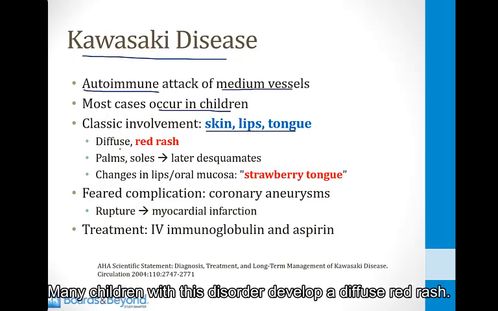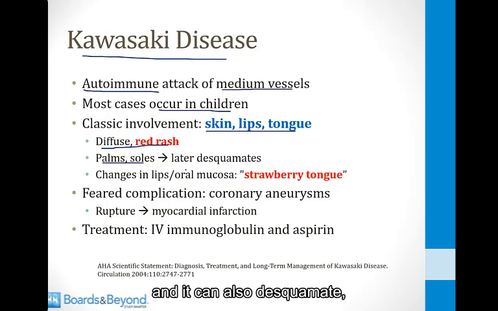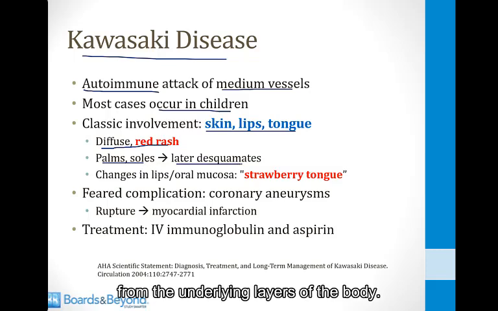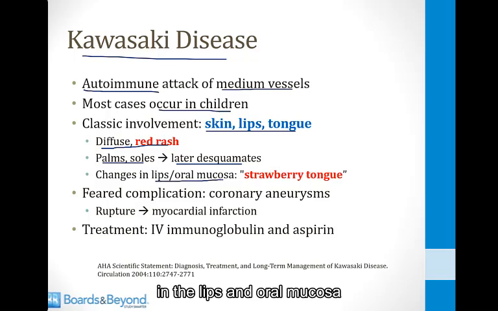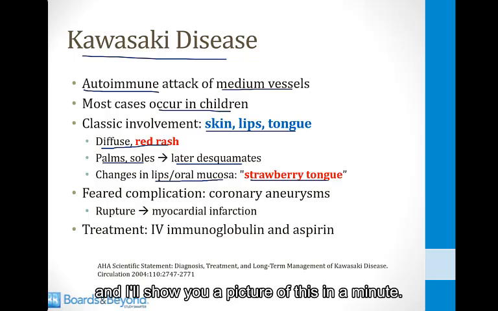Many children with this disorder develop a diffuse red rash. It can involve the palms and soles, and it can also desquamate, meaning the skin can fall from the underlying layers of the body. Children with Kawasaki's classically have changes in the lips and oral mucosa where those structures become red. This is called a strawberry tongue, and I'll show you a picture of this in a minute.